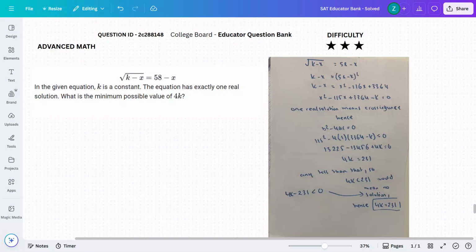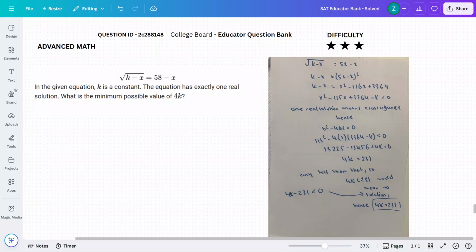Today we're solving yet another real SAT math question from the official College Board Educator question bank. This one with question ID 2c288148. Here we're given the equation root of k minus x is equal to 58 minus x. In the given equation, k is a constant. The equation has exactly one real solution. What is the minimum possible value of 4k?